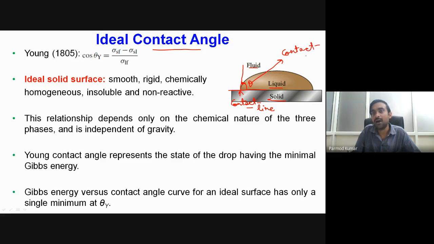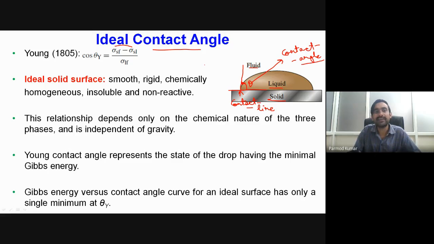Now, what happens if we consider that our droplet is resting on an ideal solid surface? In that case, we say that our contact angle is an ideal contact angle.